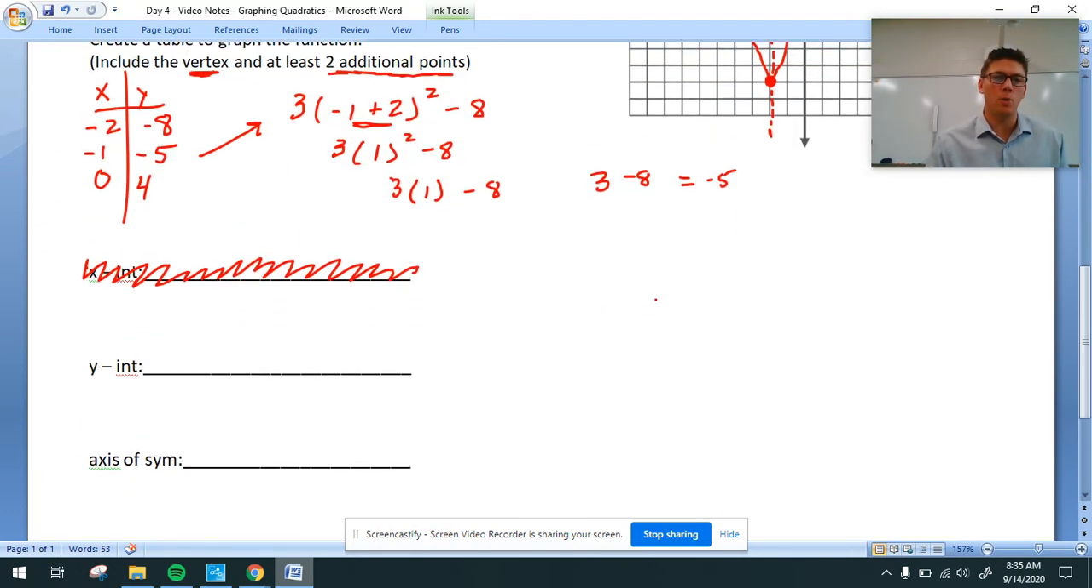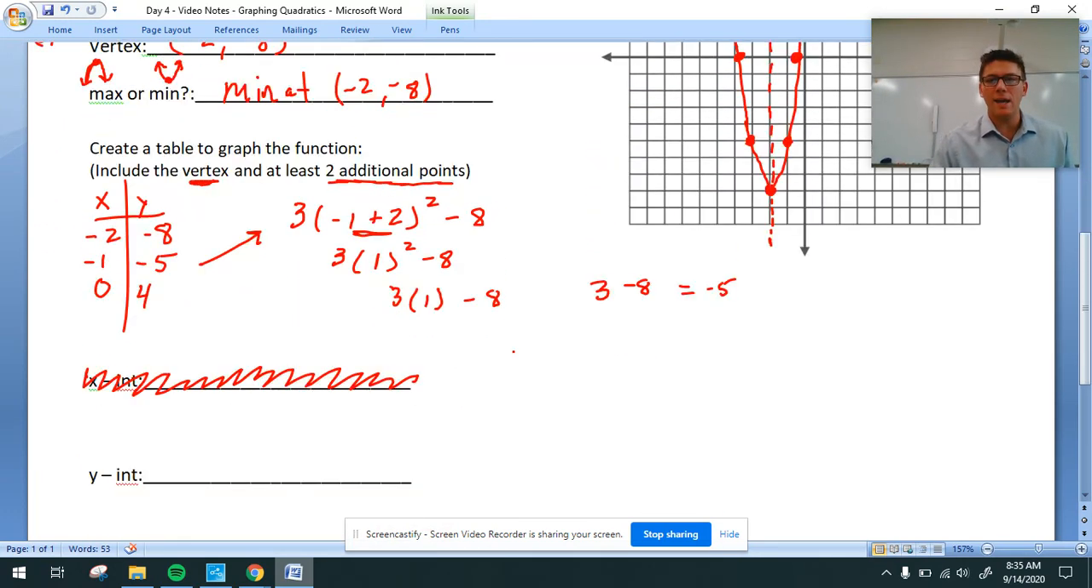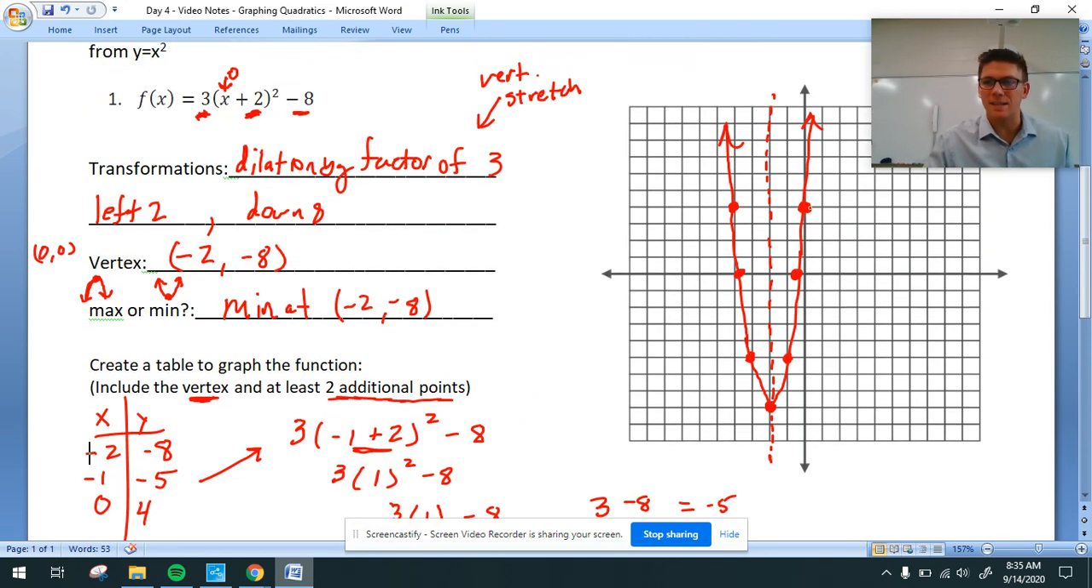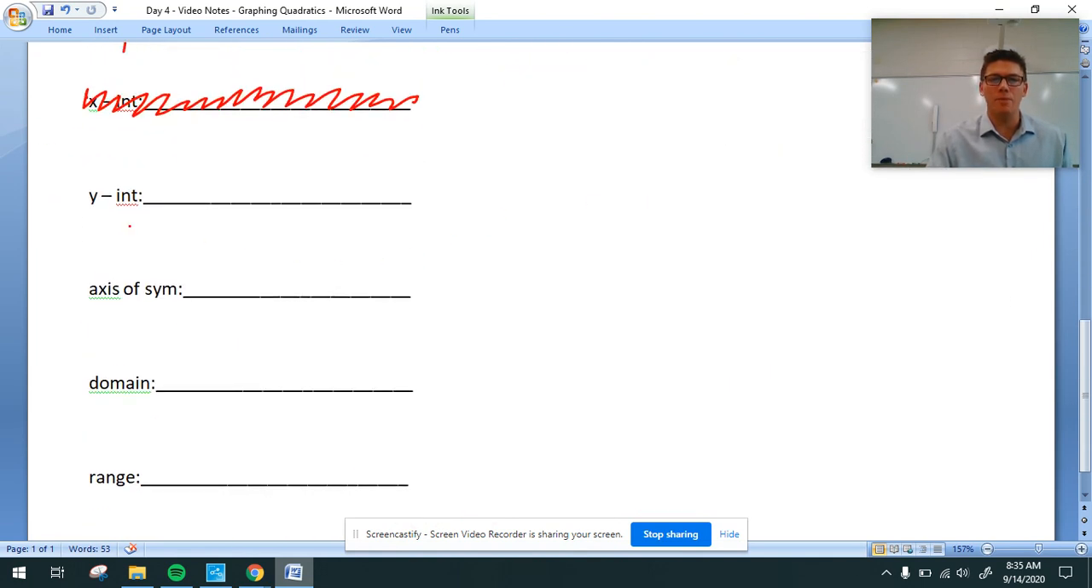The y-intercept, though, we should always be able to find. A y-intercept is where it crosses the y-axis. And very conveniently for us, we can see it. 1, 2, 3, 4. 0, comma 4.